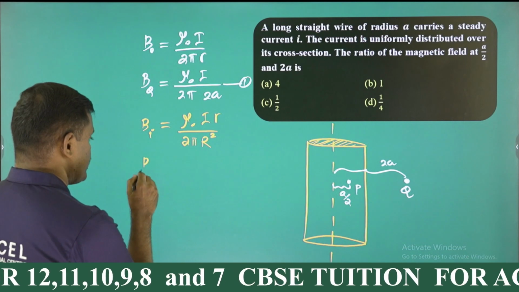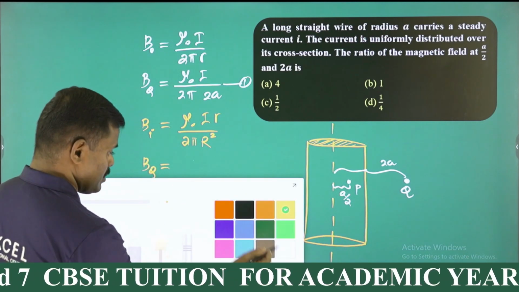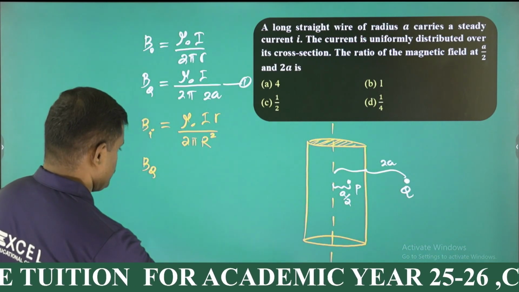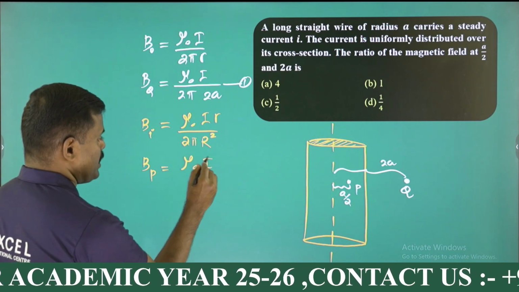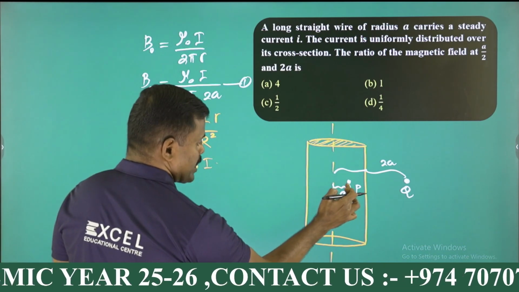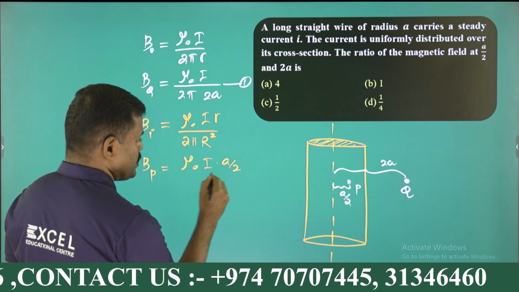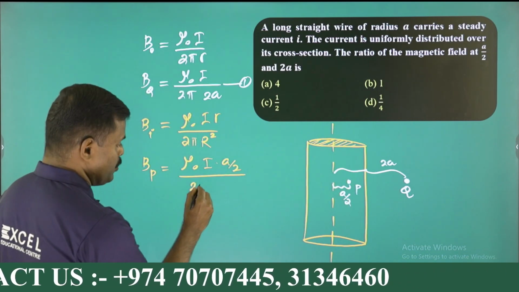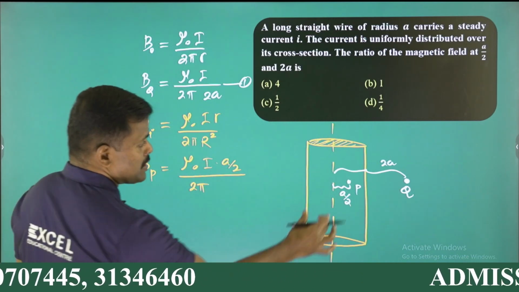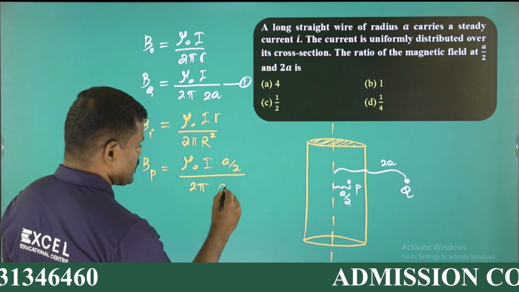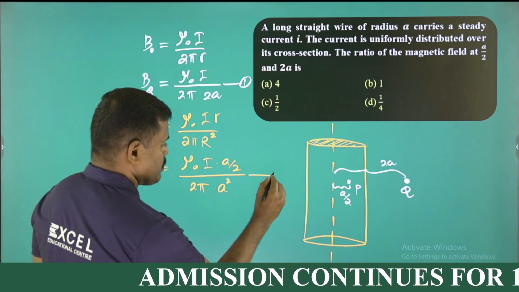So what is the magnetic field at P? P is an inside point, okay? Mu 0 I into small r, where small r is the distance to that point. The distance to that point is a by 2, divided by 2 pi R square, the radius square. What is the radius of the conductor? The radius of the conductor is a, so it is a square. Capital R is the radius of the conductor. That is equation number 2.